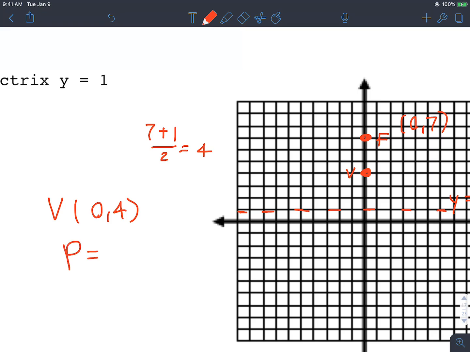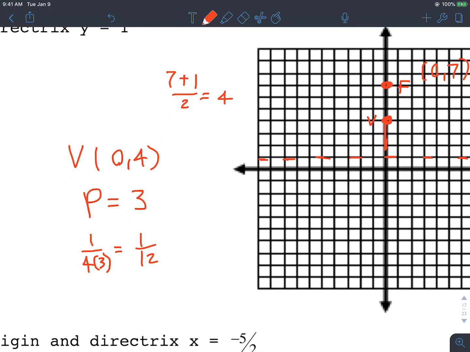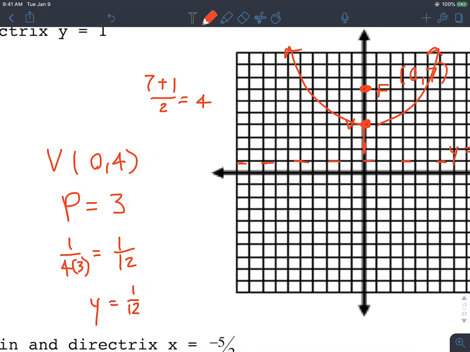Based off of that, now we can go get the p-value. The p apparently is going to be 3, which after you do 1 over 4 times 3, that's 1/12. And then now we can finish this up here. Now we can write it as y equals 1/12, and then its focus is above, so it's got to be positive 1/12. We'll go x minus the x piece, so x minus 0, which we can just write as x squared, and then plus 4.